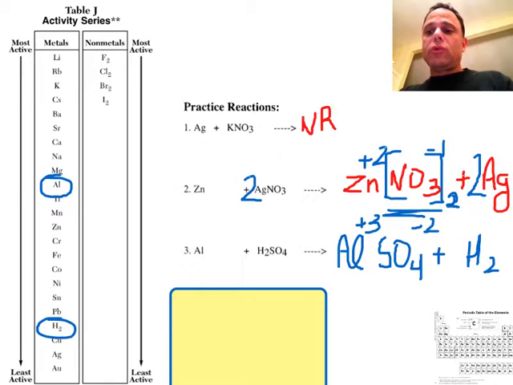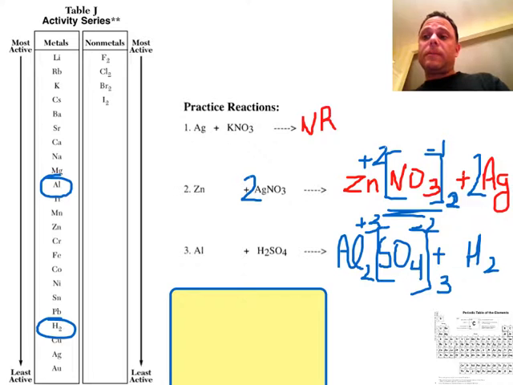If we do our crisscross method, drop this 2 down here, drop this 3 down here, it becomes Al2(SO4)3, because we need 3 of them. Now let's see if this balances. We have 1 mole of aluminum on the left, but 2 on the right. 2 moles of hydrogen on the left, 2 moles on the right. That looks good. 1 mole of SO4 on the left, 3 moles of SO4 on the right.